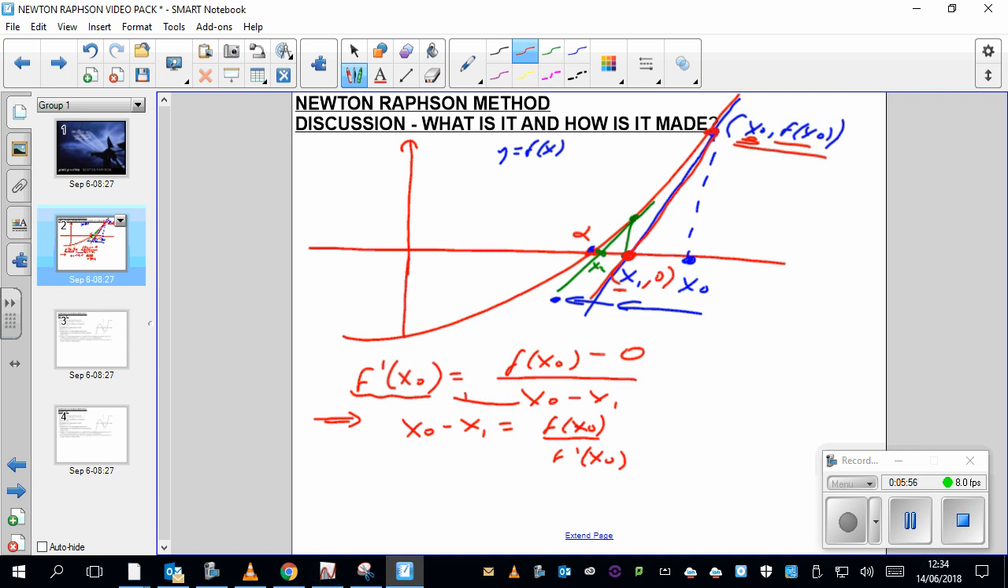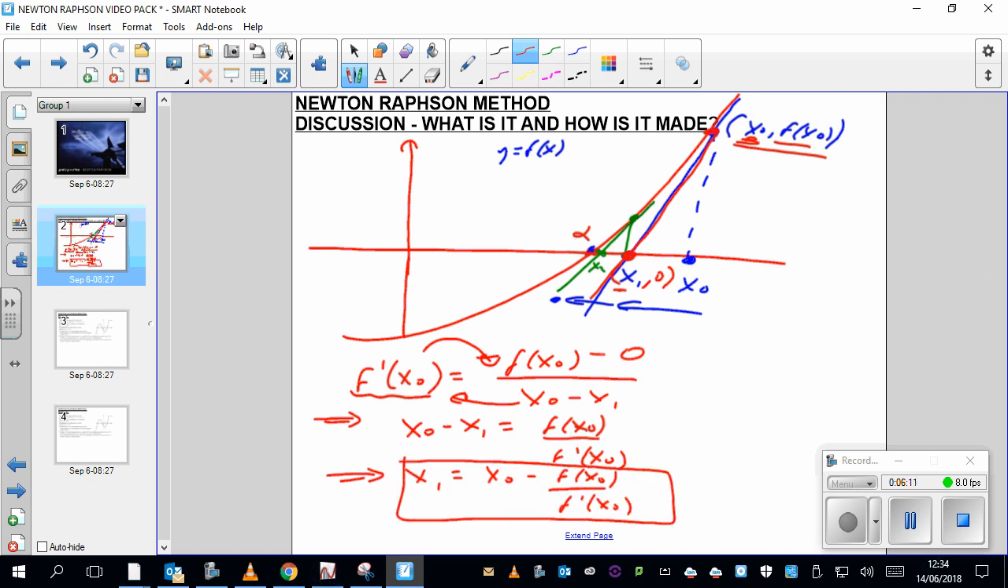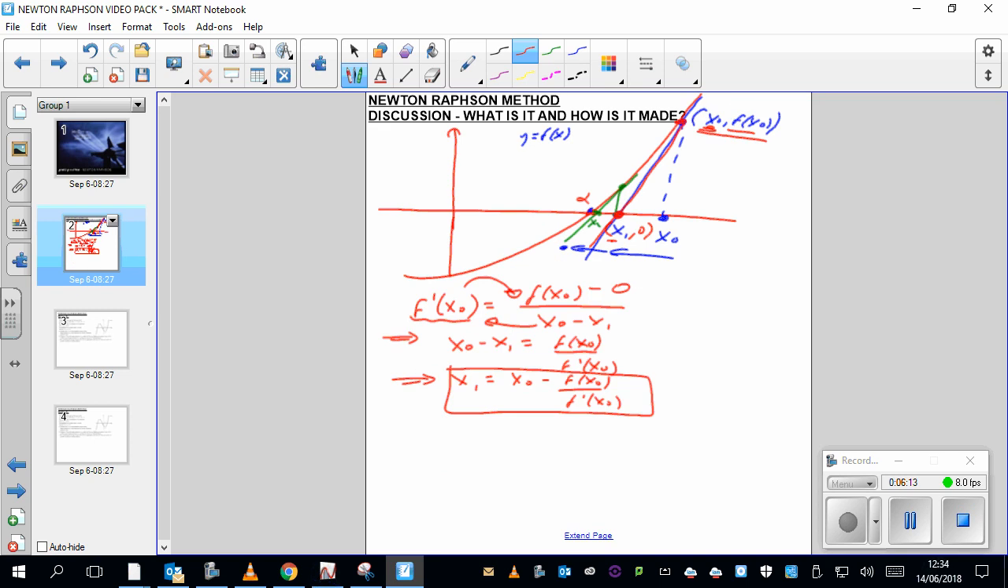So all I've done is times up and then divided by this. Okay? And then if I make x1 the subject by moving this f of x0 stuff over, can you see this is the equation for my new value x1?